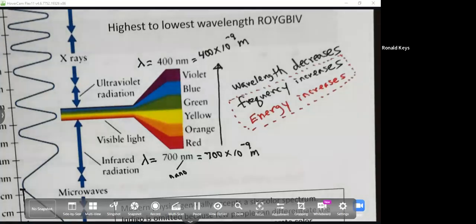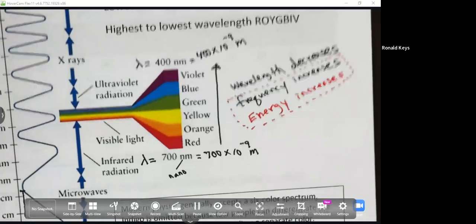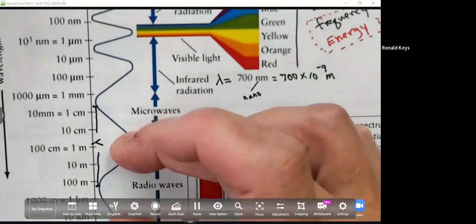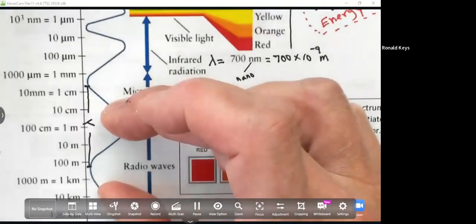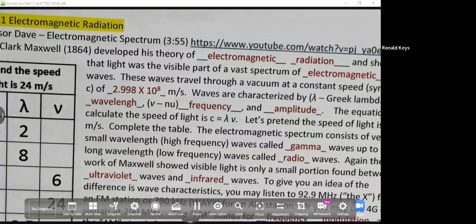All right, now let's go back to my first page. It's kind of an introduction now. We know that as we go down here, we've got long wavelengths, low frequency. Let's go to page 1 here. Okay.